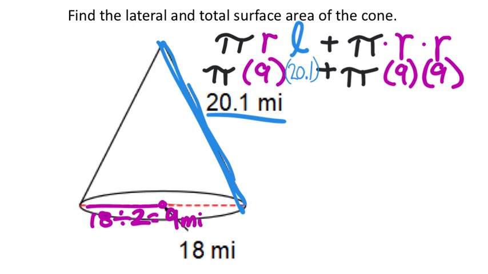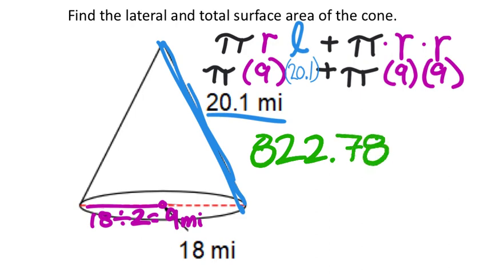Now you can do this part by part in the calculator, but I'm not going to. I'm just going to type it completely into my calculator. Pi, and I am using the pi button. Remember, that's the fourth button down from the top left, times 9 times 20.1 plus pi times 9 times 9. And when I push enter, it tells me that the final answer here for the total surface area of this cone is 822.783116. I will round this to the nearest hundredth. It didn't really say where we should have rounded, but 0.78. And again, we are dealing with a surface area on this one, so it is in miles, but now it's square miles.